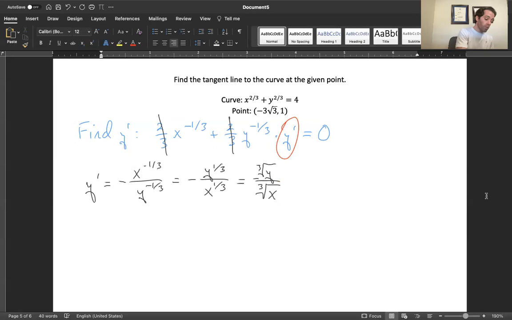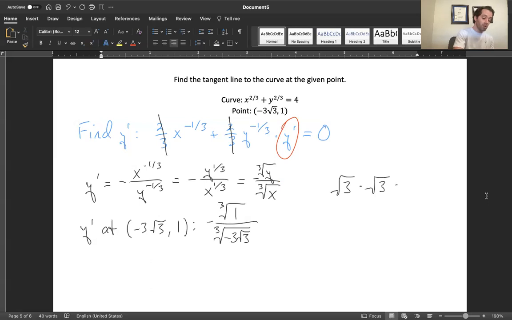So y prime at negative 3 root 3 comma 1 will be negative cube root of 1, that's the y coordinate, divided by cube root of negative 3 root 3. Now, hang on, don't freak out, because a cube root of a root looks bad, right? But look at what root 3 times root 3 times root 3 is. It's 3 root 3, right?